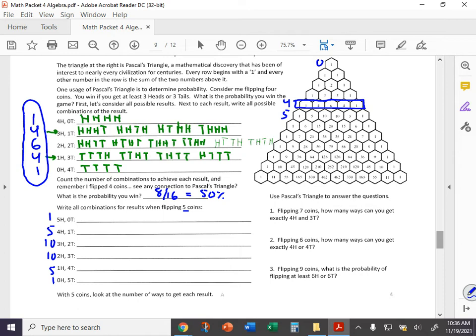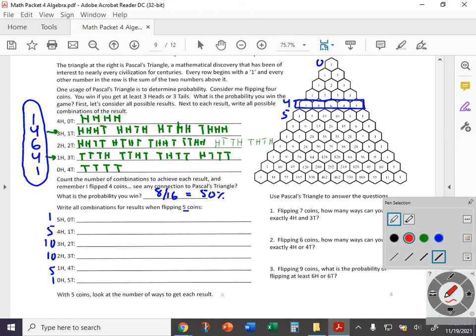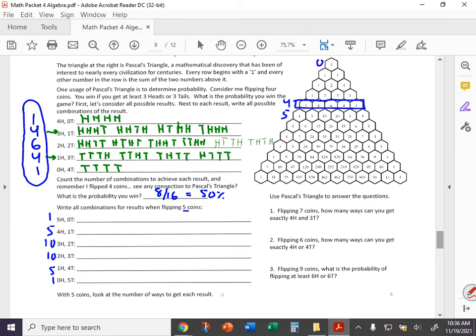So you can then use this information, Pascal's triangle, to answer these 3 questions here. We'll go over the first one together just to kind of get you started. It says flipping 7 coins, how many ways can you get exactly 4 heads and 3 tails? Okay. Well, flipping 7 coins, I know I'm going to row 7, which is right here.